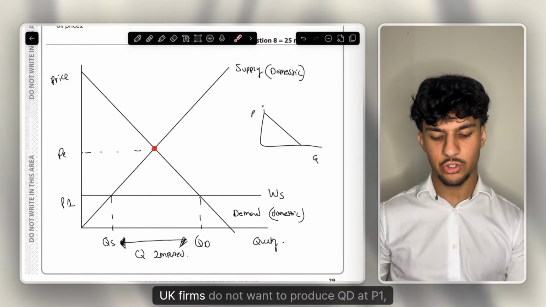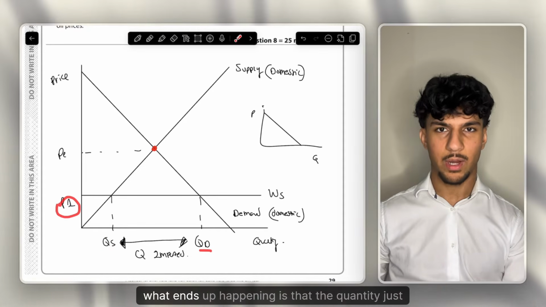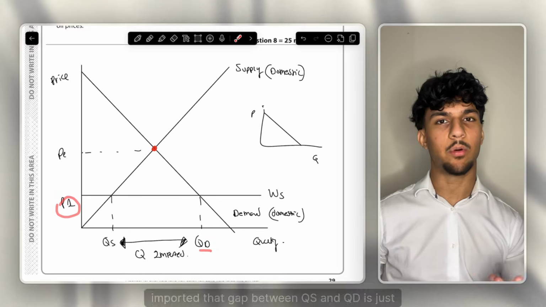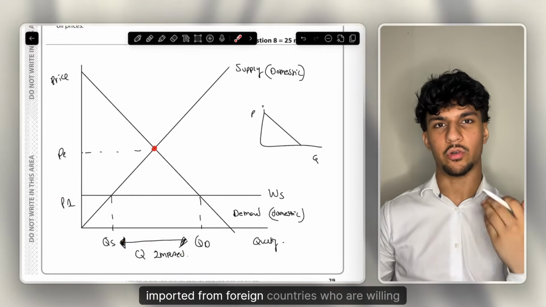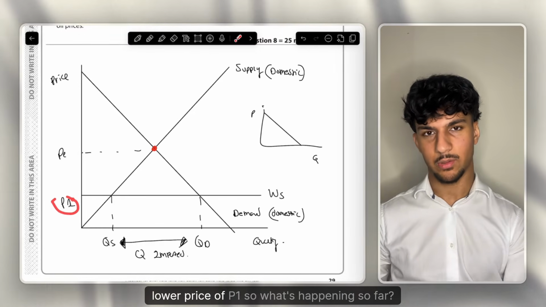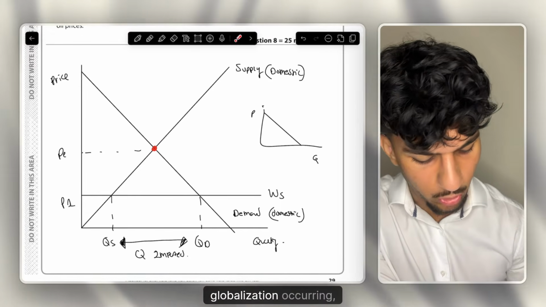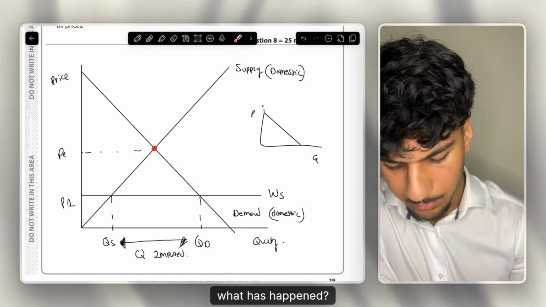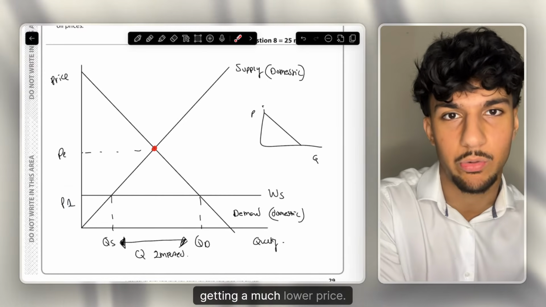Since UK firms do not want to produce QD at P1, the gap between QS and QD is just imported from foreign firms who are willing to produce at this lower price of P1. So what's happening so far? When we move from a closed economy to globalization occurring, what has happened? Prices have decreased from PE to P1 and consumers are getting a much lower price.